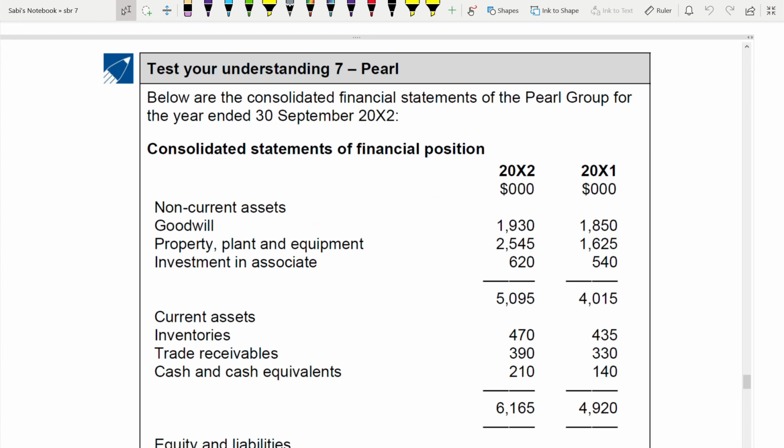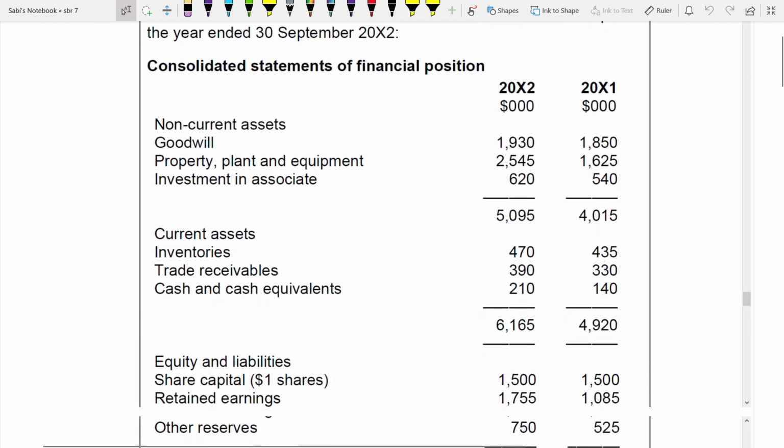Test Your Understanding 7. This I'll be doing in Excel, but I will not be having the question with me right there. So make sure that you have this question in front of you while I'm doing it on Excel. Okay. So you have been given the consolidated statement of financial position, and you have seen this is very similar to your Test Your Understanding 6 for the 2 years. You'll be given like this only. But here you are given more items.